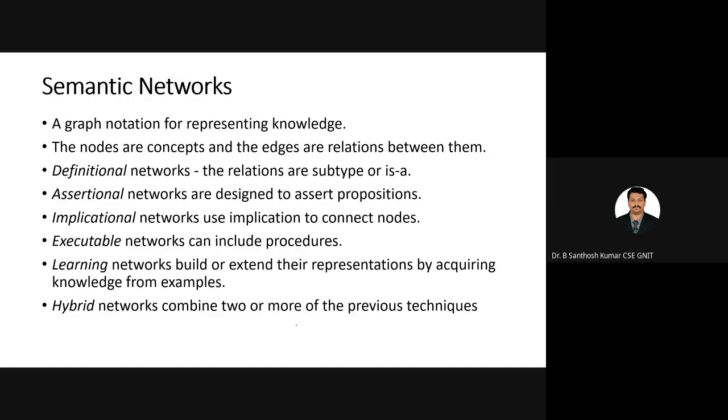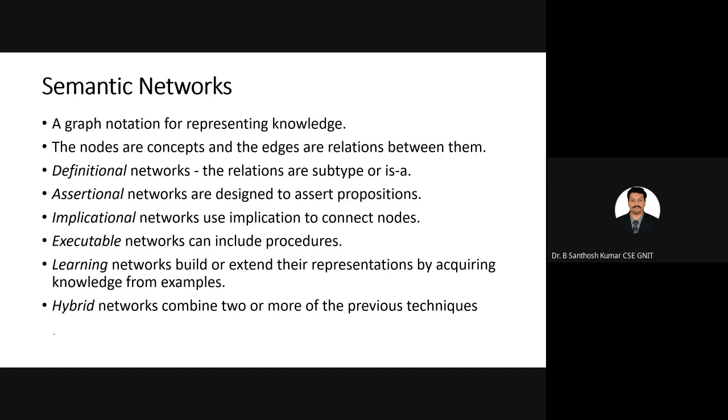Then the next one is the semantic network. The semantic network is one of the beautiful inventions with the help of artificial intelligence. Here is a graph notation for representing knowledge. The nodes are concepts and the edges are relationships between them. So in the semantic network, we are using graph representation, vertices and edges. Sometimes we also use the tree structure, and the tree structure is also one of the graph data structures.